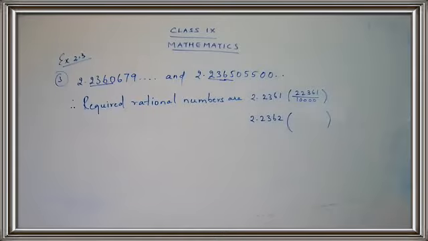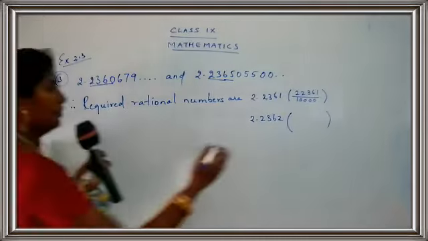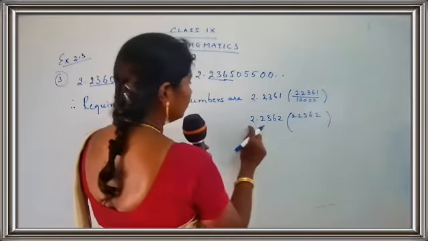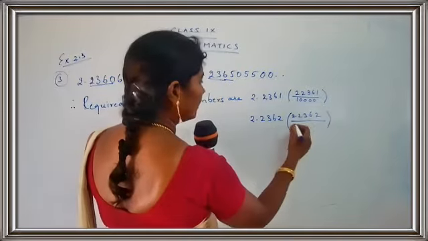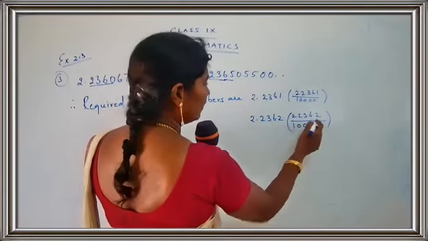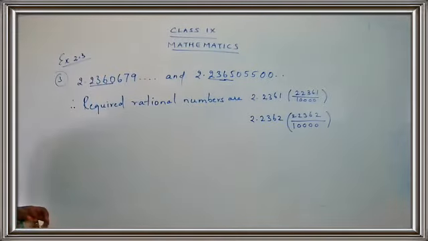Another answer. So 2.2362 will be written as 22362. That is, remove the decimal point, upon, how many numbers are there after the decimal point? 4. Yes. So put 1 and write 4 zeros. So what do you get there? You get 22362 in the numerator, upon 1 and 4 zeros. 1, 2, 3, 4. 10,000. That's 22,362 upon 10,000. This is the answer.